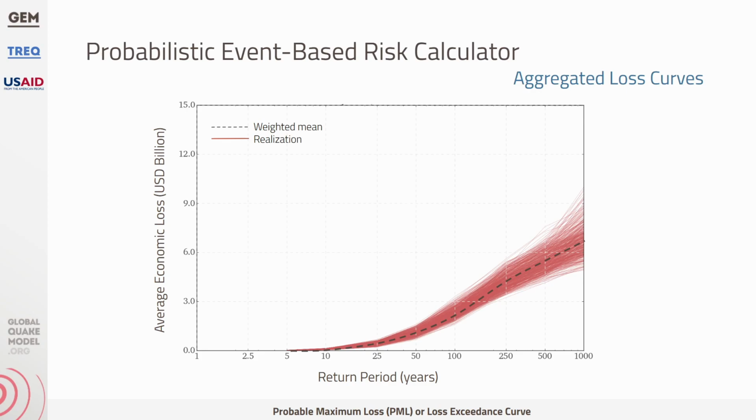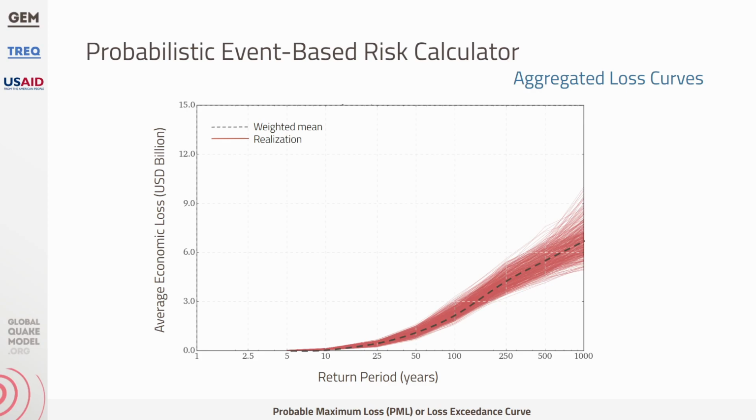So loss exceedance curves, also called exceedance probability curves or probable maximum loss curves, present all the estimated losses for each event in the stochastic event set. And since we have sorted them, they are sorted according to their annual frequency or probability of exceedance, or corresponding to the return period.